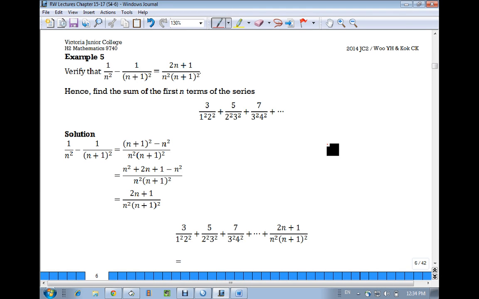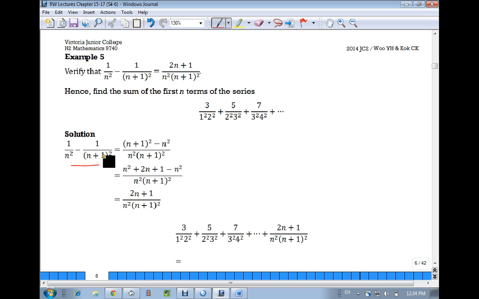Okay, first, verify this. Okay, can I have your attention? Can I have your attention? I know it's printed for you, but the tendency is not to listen and talk, okay? Just control that a little, okay?